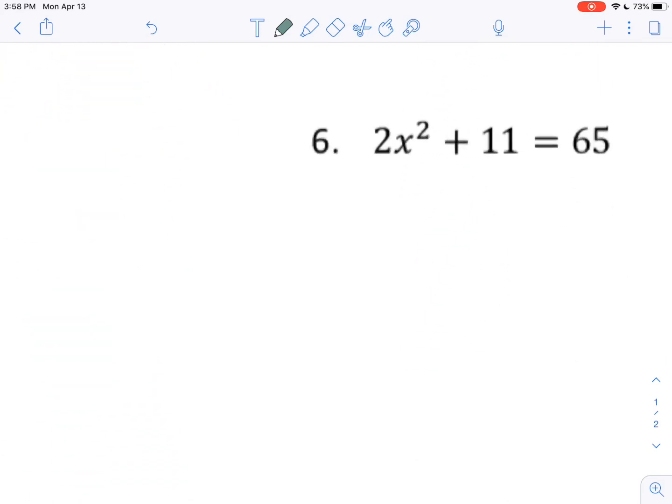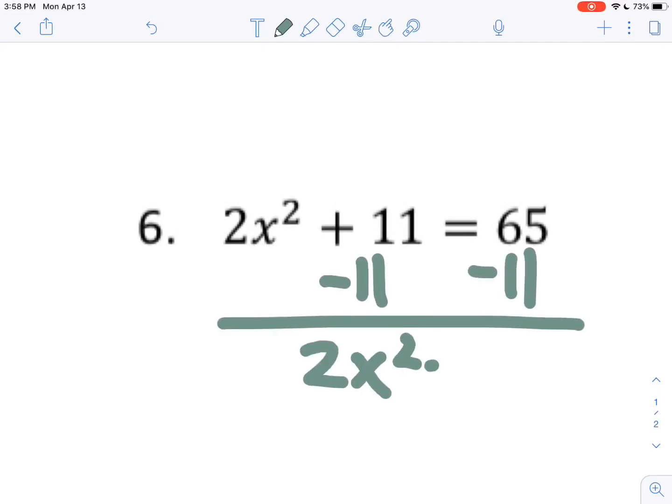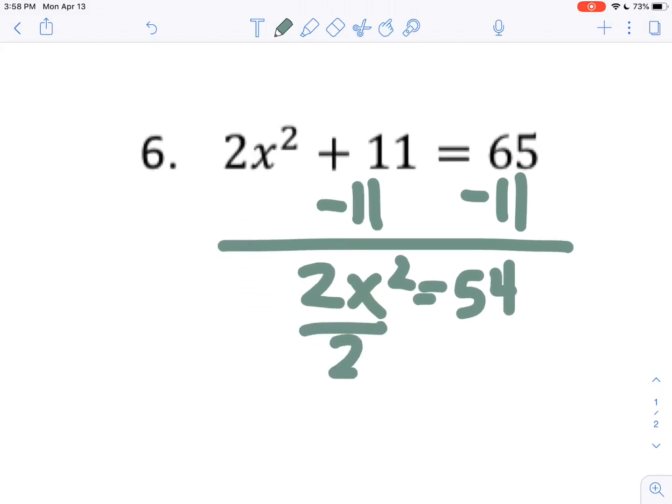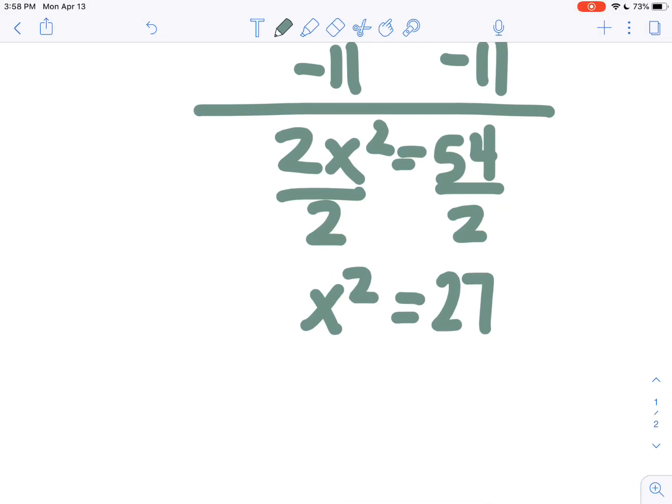Okay, number 6. So I need to get rid of this 11 to get the x squared by itself. And then I got to divide by 2. So x squared equals 27. Okay, take the square root of both sides now that x squared is by itself.